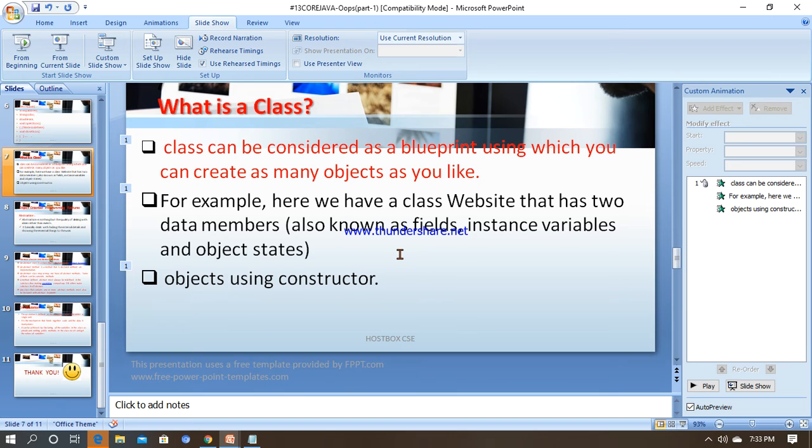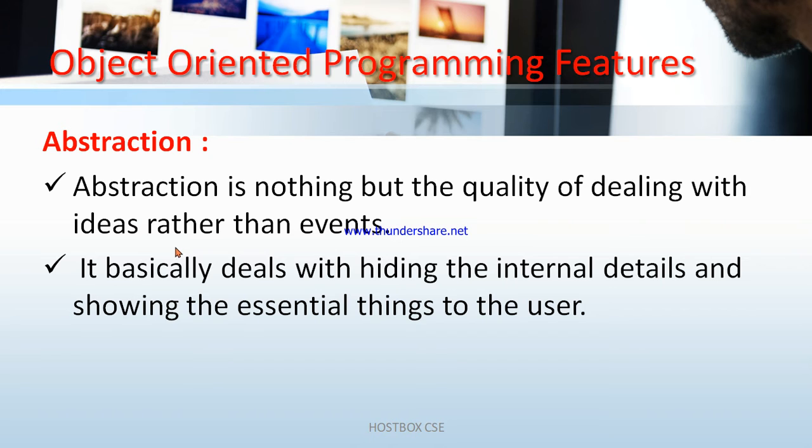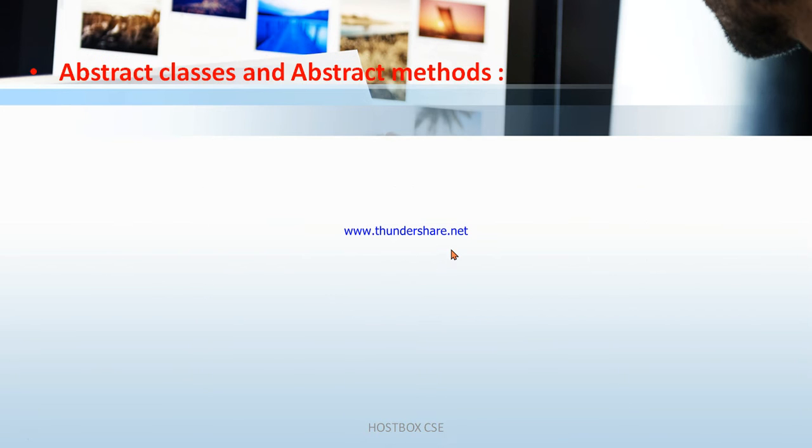Let's go for the next one. Next is an important one, where the feature is called abstraction. What is abstraction? It's nothing but the quality of dealing with ideas rather than events, and it basically deals with hiding the internal details and showing the essential things to the user.